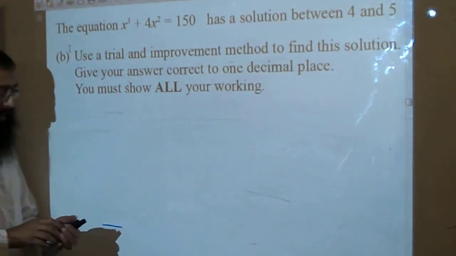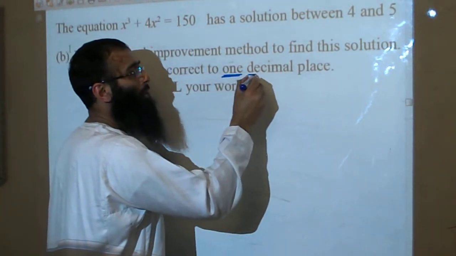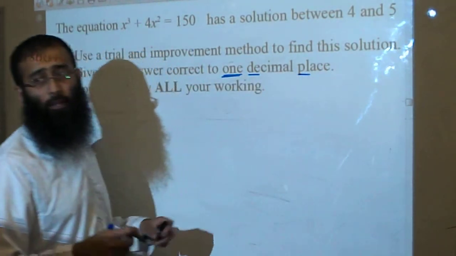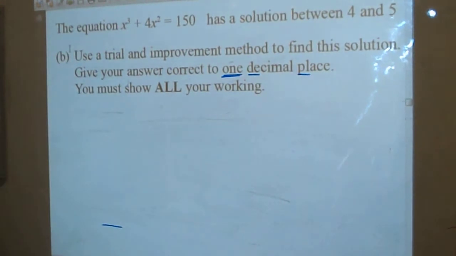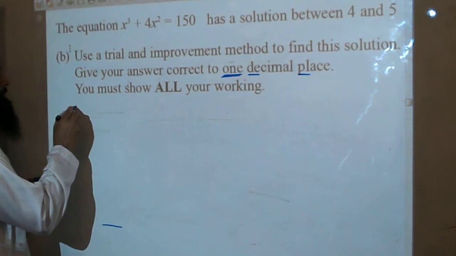Give your answer correct to, what is the key word here? Correct to 1 decimal place. So whatever you do, don't do it to 2. You'll be wrong. Okay, have we done a deal with this question? Done? Okay, so let's have a look. Let's make a little table.